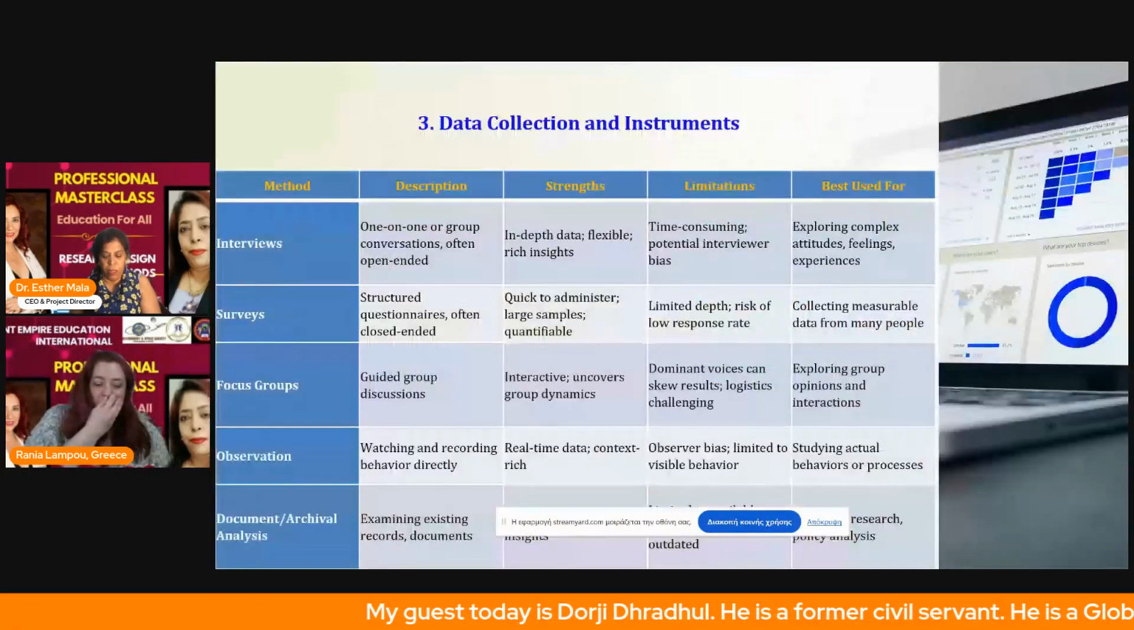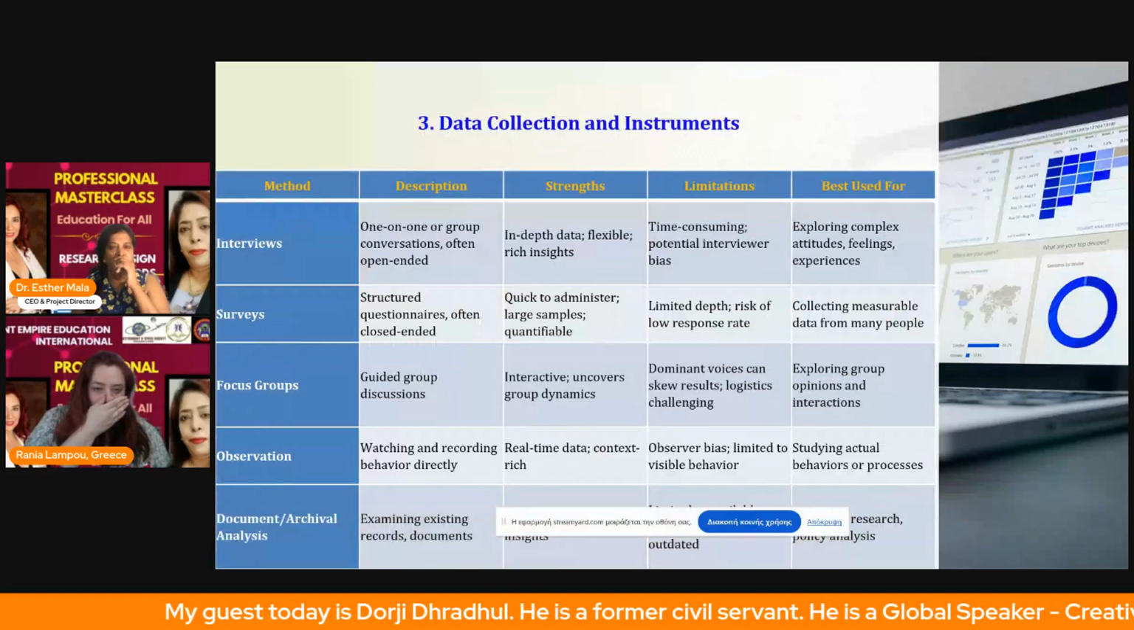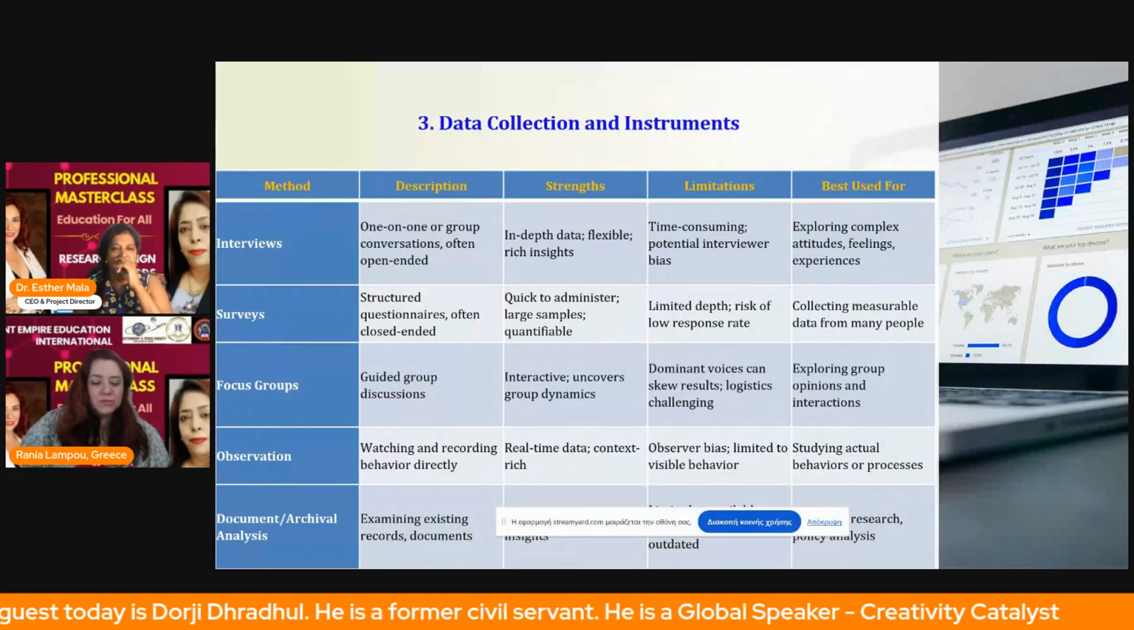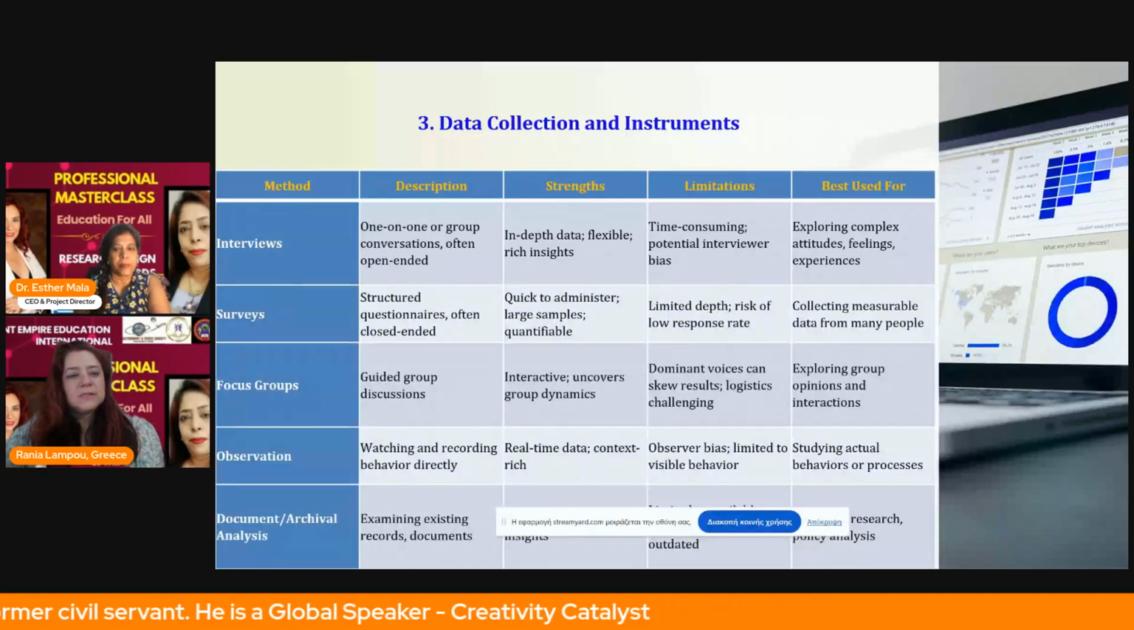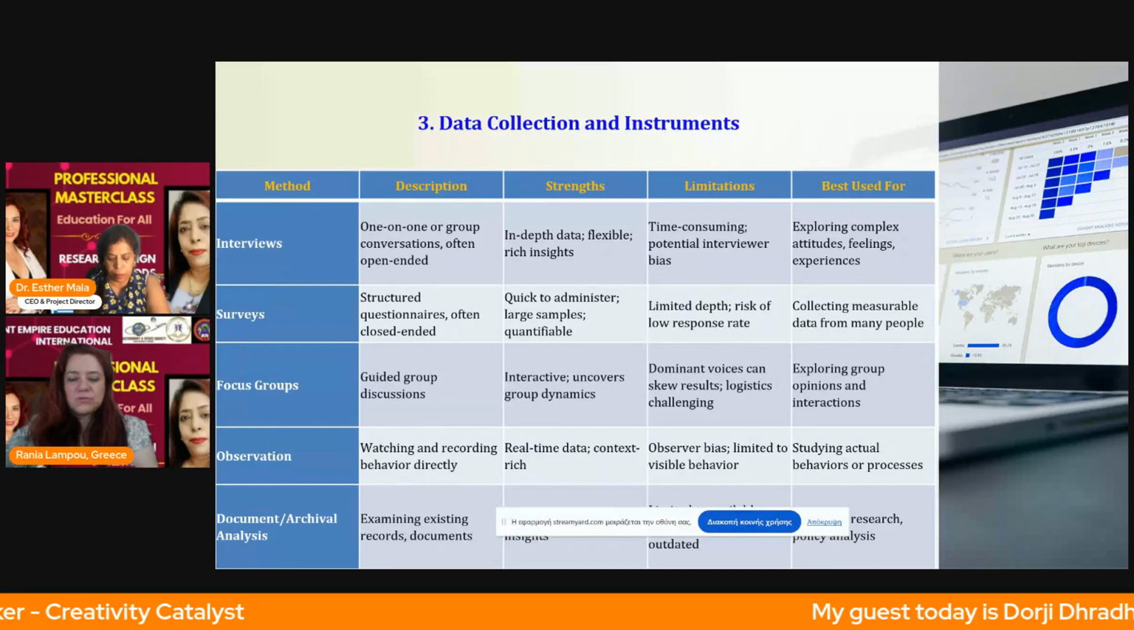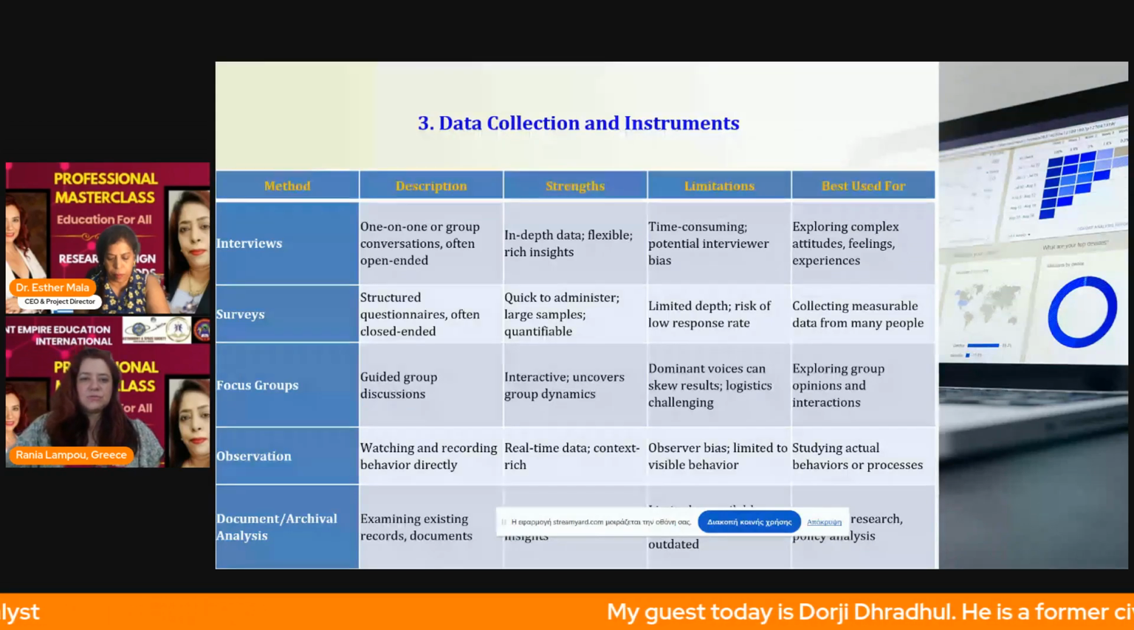The data collection now, here we can see a comparison table. We can compare different data collection instruments. So what about each? Of course, we can't say which is the best, because each has strengths, limitations, and weaknesses.